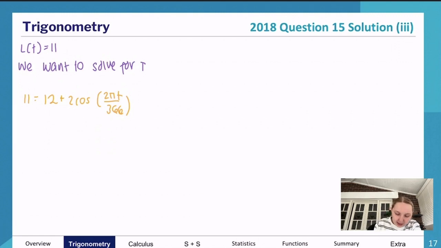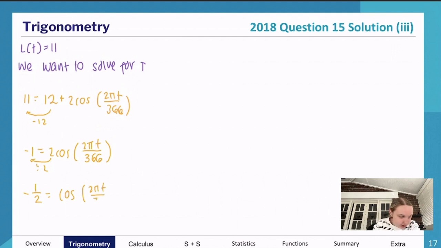First thing we want to do is minus this 12 across. So we do minus 12 on both sides, and we're going to get minus 1 is equal to 2 cos 2 pi t on 366, right? And then another easy thing that we can do is to take this 2 across, divide it, so then we're going to get negative 1/2 is equal to cos of 2 pi t on 366.